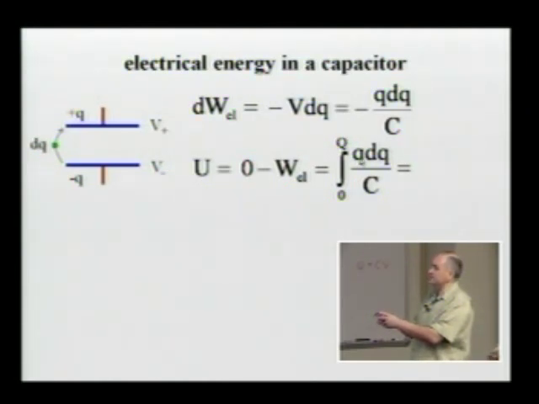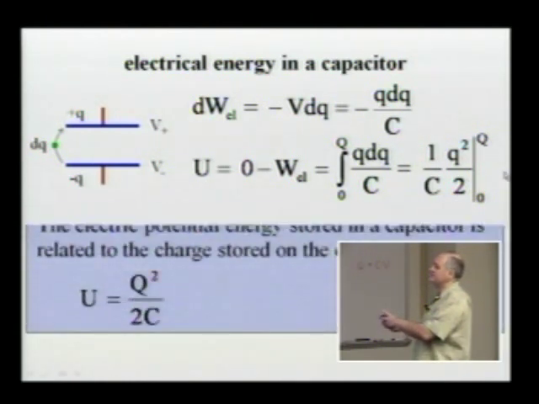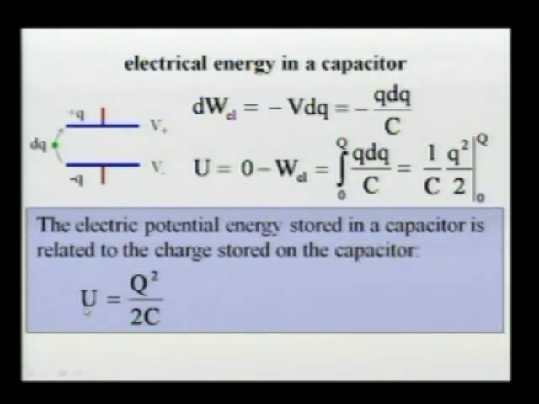Now, this is easy to integrate because it's a linear function, so it is variable squared by 2. 1 over C is a constant. I can factor it in front. And if I use the fundamental theorem of calculus, I need to take the indefinite integral and plug in the values of the limits. So if I do that, I will find that energy stored in the capacitor is proportional to the square of the charge on the capacitor. And then in the denominator, I have 2 times the capacitance of the capacitor.